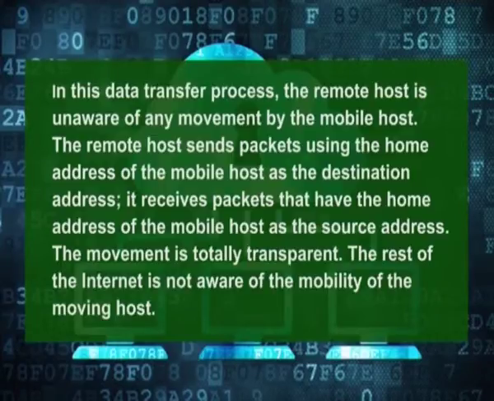Transparency. In this data transfer process, the remote host is unaware of any movement by the mobile host. The remote host sends packets using the home address of the mobile host as the destination address. It receives the packets that have the home address of the mobile host as the source address. The movement is totally transparent. The rest of the internet is not aware of the mobility of the mobile host.